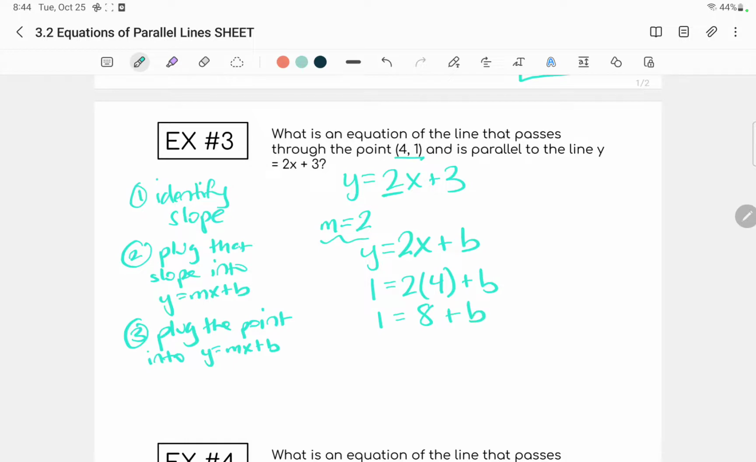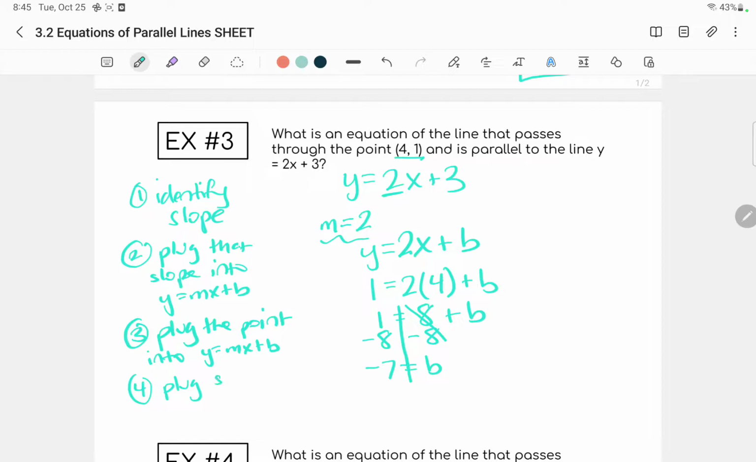And then how do I solve for b? Remember, b is over here. So I have to go ahead and cancel out that 8 from both sides. And when I do that, those 8s cancel out. 1 minus 8 is negative 7. So b is negative 7. And I'm almost done. I just have to plug everything in now.